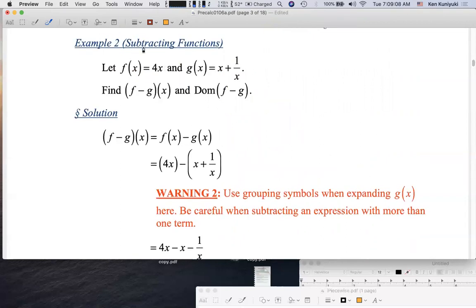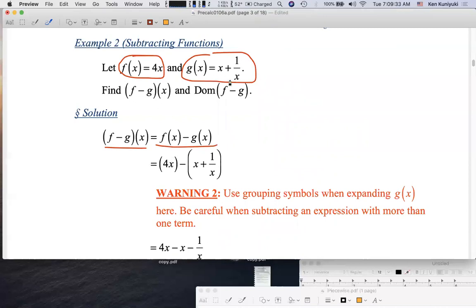Here's an example where we're subtracting functions. Let f of x equal 4x, and let g of x equal x plus 1 over x. How do we get a rule for f minus g of x? Well, you can break this down as f of x minus g of x. f of x is 4x.